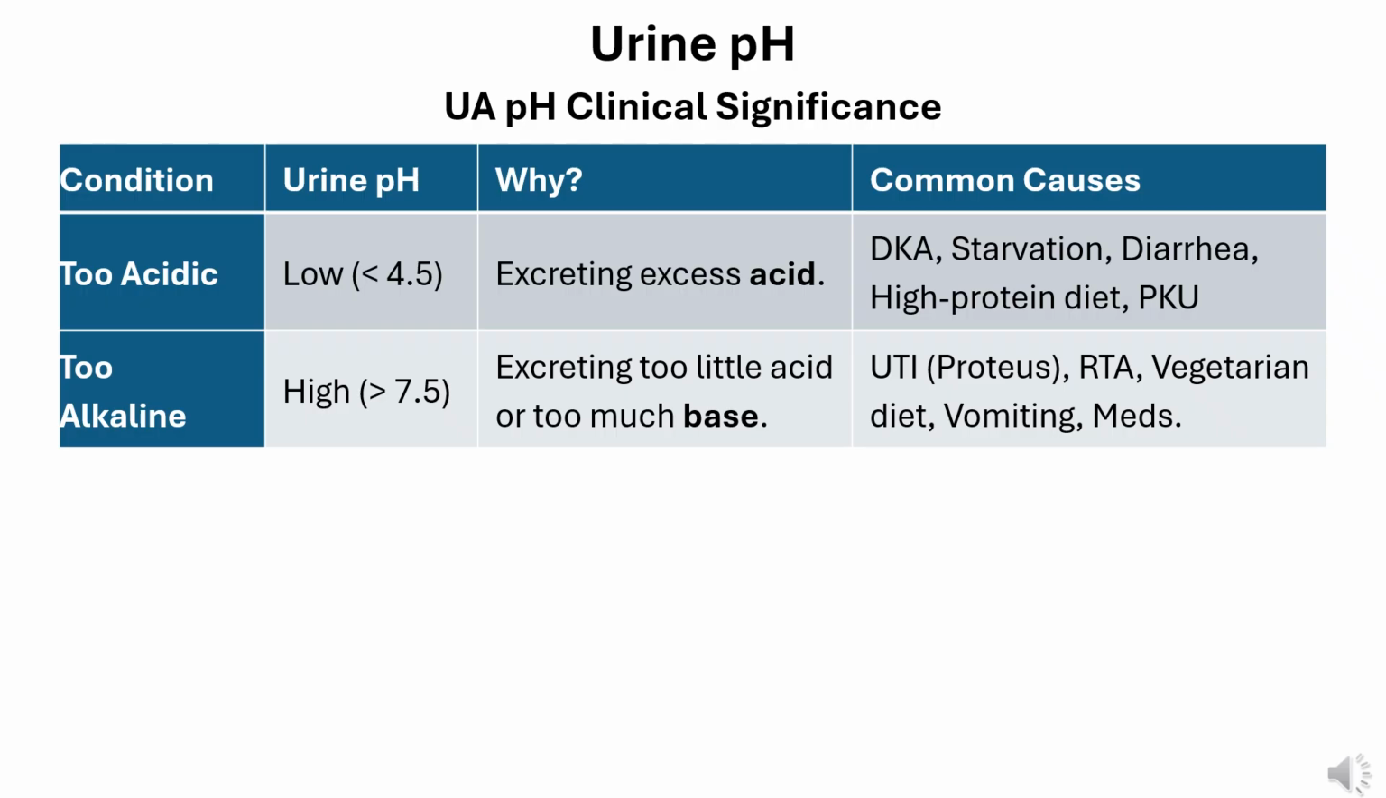Common causes: metabolic/respiratory acidosis. The body is too acidic, so the kidneys try to compensate by dumping H into the urine. Starvation/diabetic ketoacidosis, DKA: the body burns fat, producing ketones, acids, that are excreted in the urine. Severe diarrhea: you lose bicarbonate, base, in the stool, leading to metabolic acidosis and acidic urine. High protein diet/cranberry juice: metabolism of protein produces acid. Phenylketonuria, PKU, a genetic disorder.